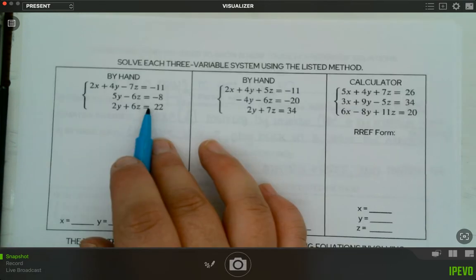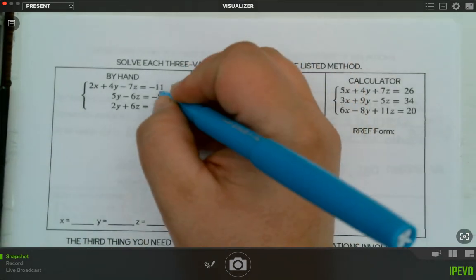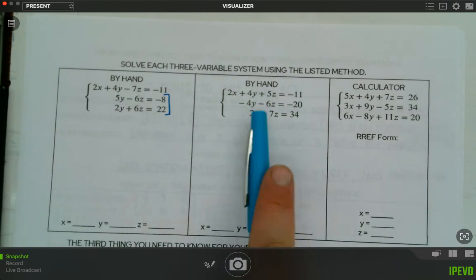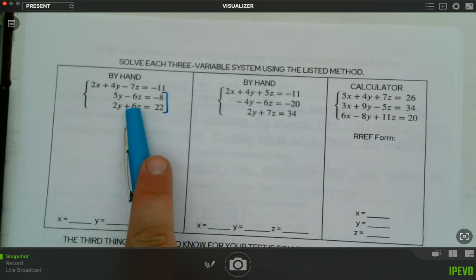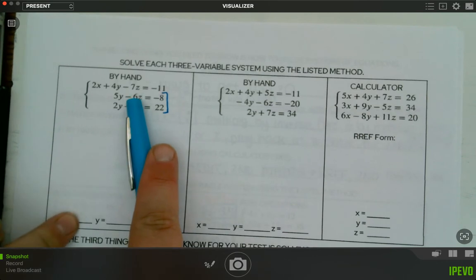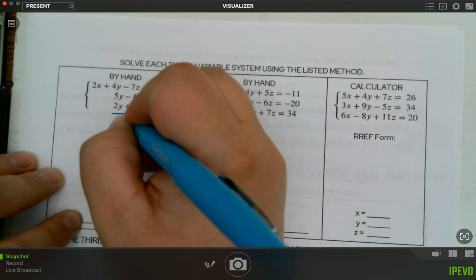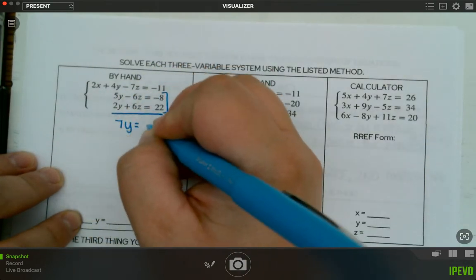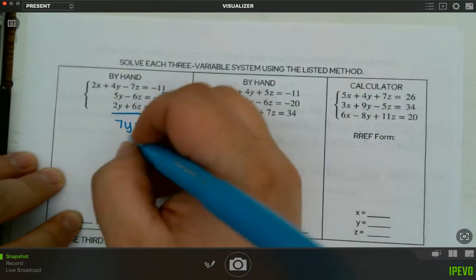So what you need to do first is eliminate y or z, whichever one's easier, between these two equations. Well, guess what? This one's already ready to go. Over here, you'll need to multiply to make this happen. Over here, you don't, because you already have negative 6z and 6z. So if I add these together as is, then it's going to be 7y equals 14. Divide by 7 on both sides, and we get y equals 2.